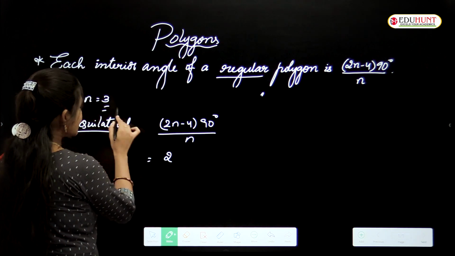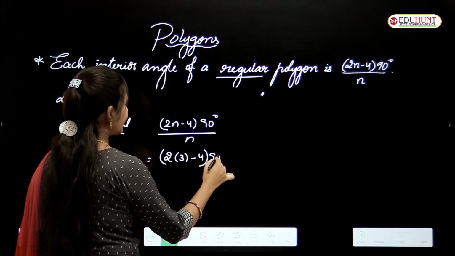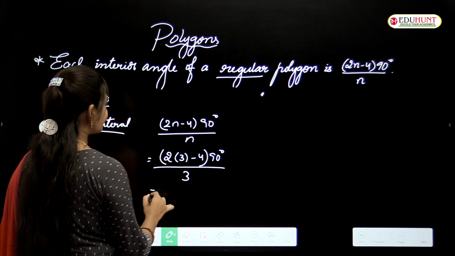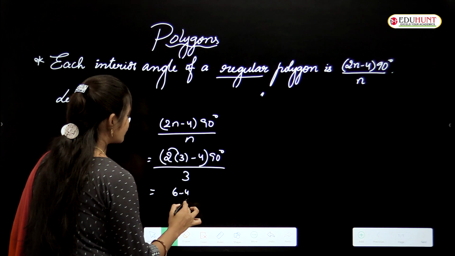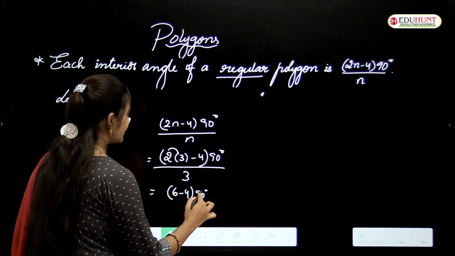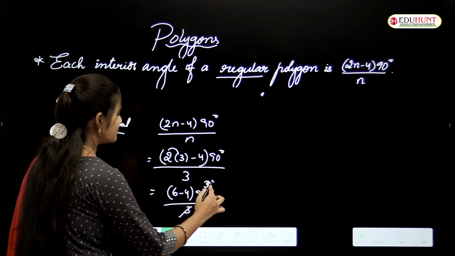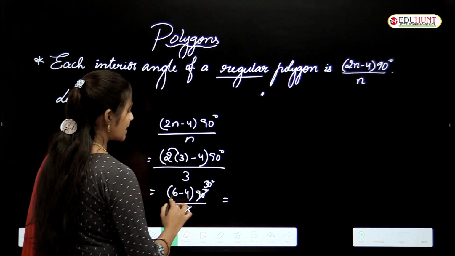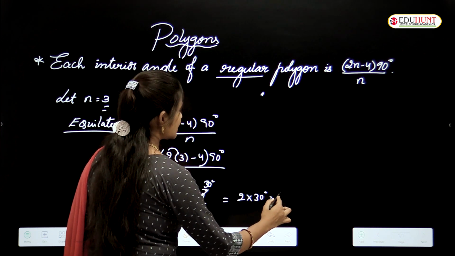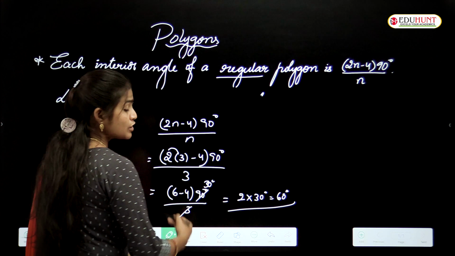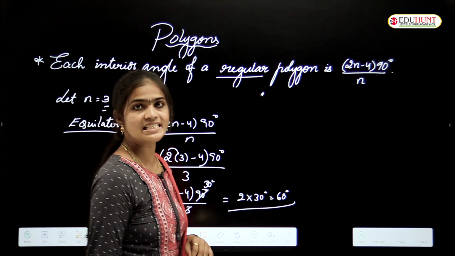So 2 into n, where n is 3, minus 4, into 90 degrees whole by 3. Okay, so here 2 into 3 is 6, minus 4, into 90 degrees whole by 3. We can cancel 90 and 3 by 30 times. So 6 minus 4 is 2, into 30 degrees, which is equal to 60 degrees. So each interior angle of an equilateral triangle is equal to 60 degrees.